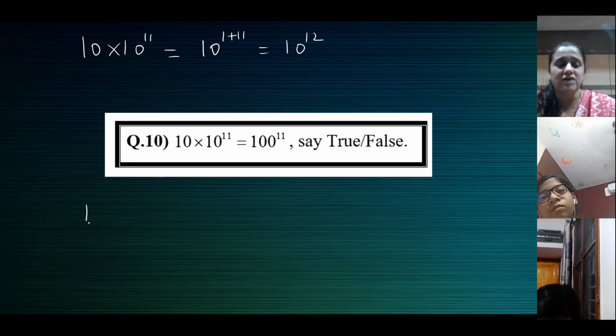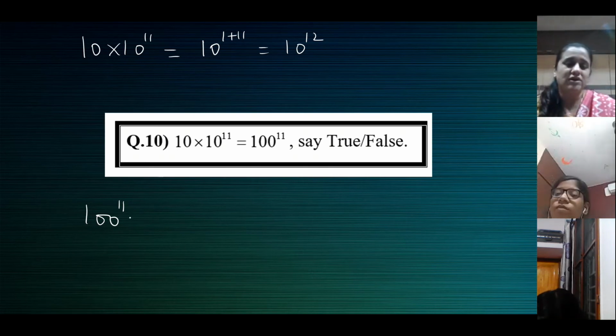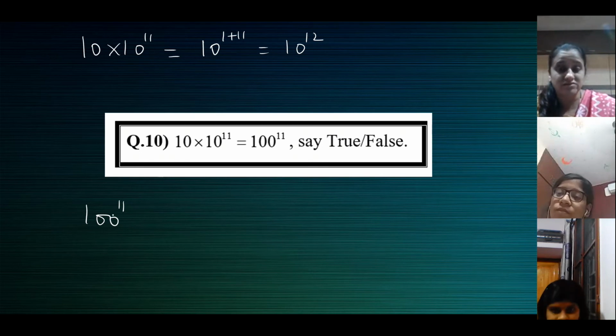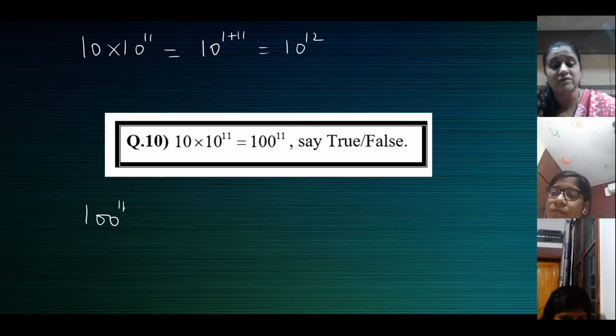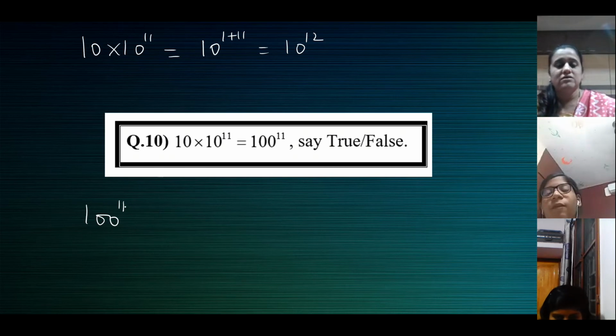But the answer given is 100 to the power 11. So 100 to the power 11, let's express it. Let's express 100 in base 10. Only then you can compare, no? 10 to the power 12, 100 to the power 11. Clearly, it's not equal because 10 is raised to the power 12, but 100, which is a larger number, is raised to the power 11. But anyways, only if you have it in the same base, you can compare correctly.